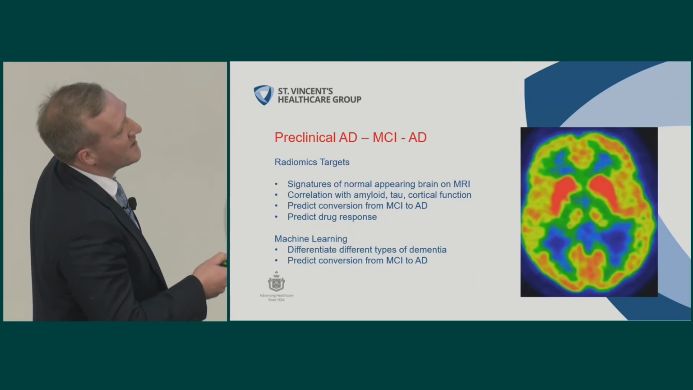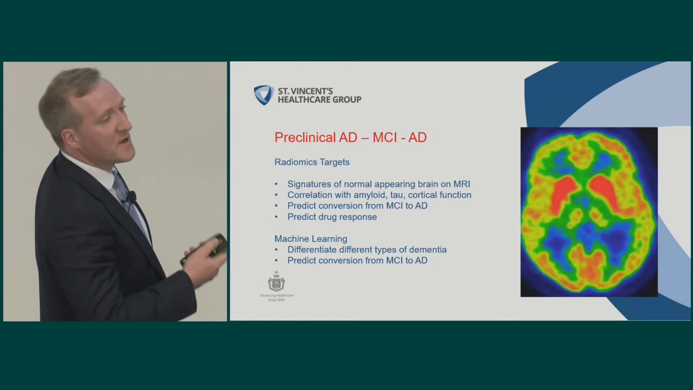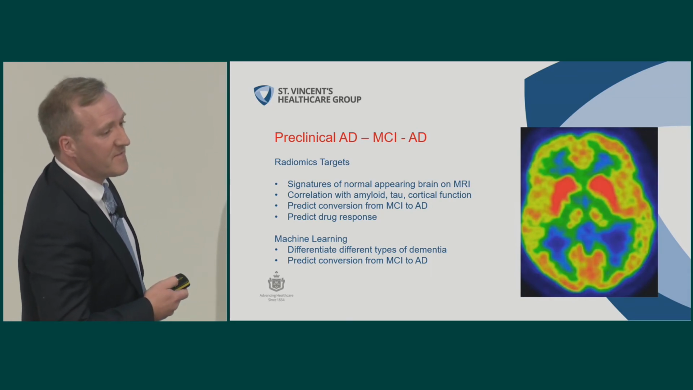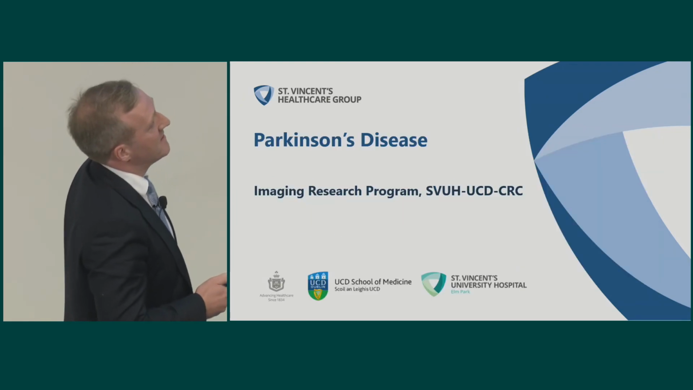So can we look at a normal MRI brain and see signatures for amyloid deposition? Can we look at a normal MRI brain and see signatures for tau deposition? Can we predict who's going to convert from MCI to Alzheimer's? And can we overlay machine learning to increase that accuracy?